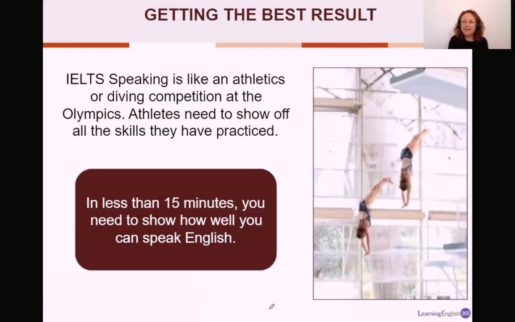And what do athletes do? What do competitors do to prepare themselves for their big competitions? They practice, don't they? They practice over and over and over again.